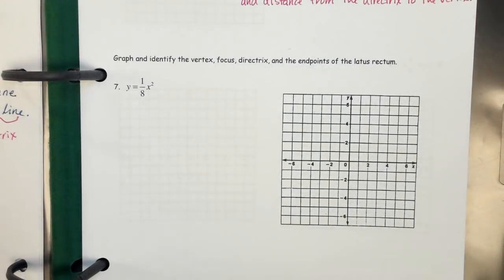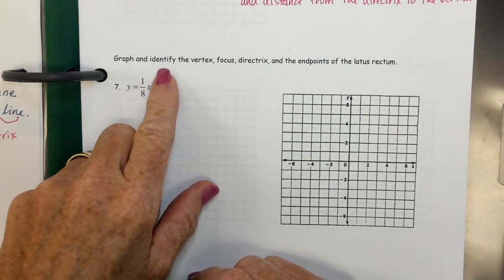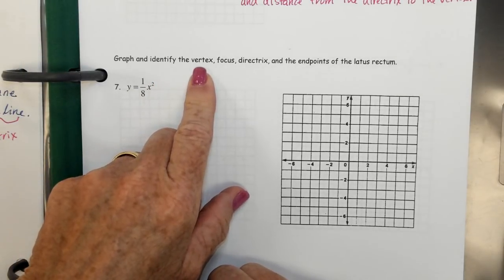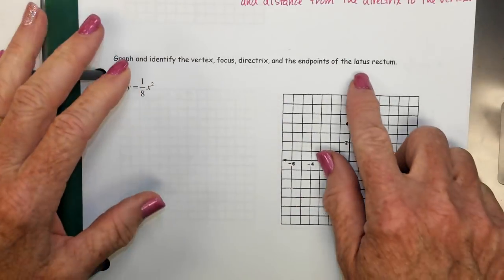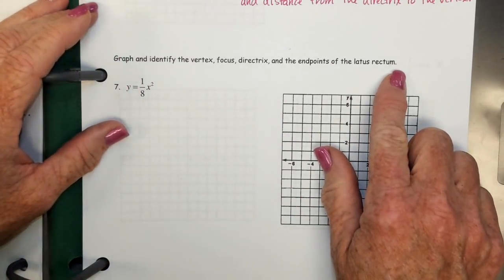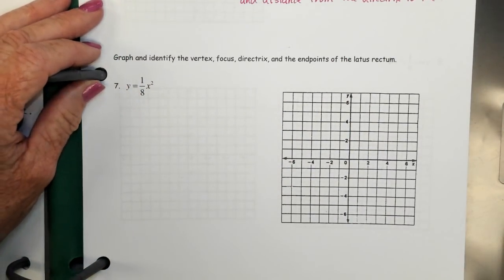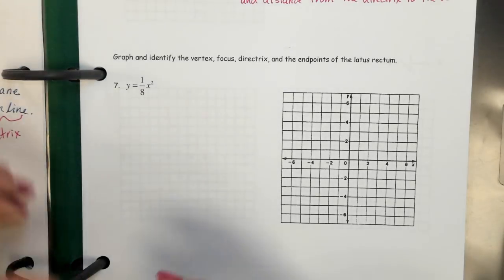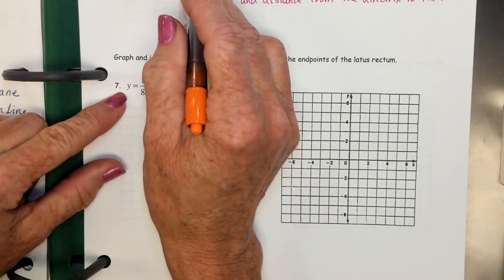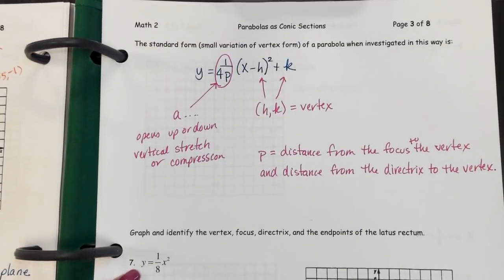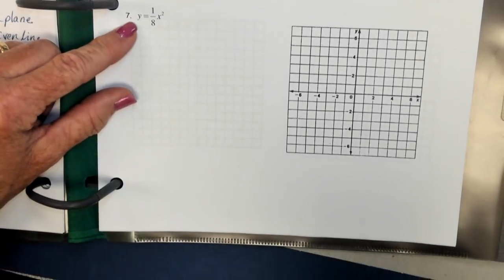So, for these next problems, I want you to graph the parabola, identify the vertex, the focus, the directrix, and the endpoints of the latus rectum. You don't know what this is yet. That'll come up when we do the problem down here. So let's look at this. We want to take this equation and rewrite it in this form that's up here at the top, that 1 over 4p.